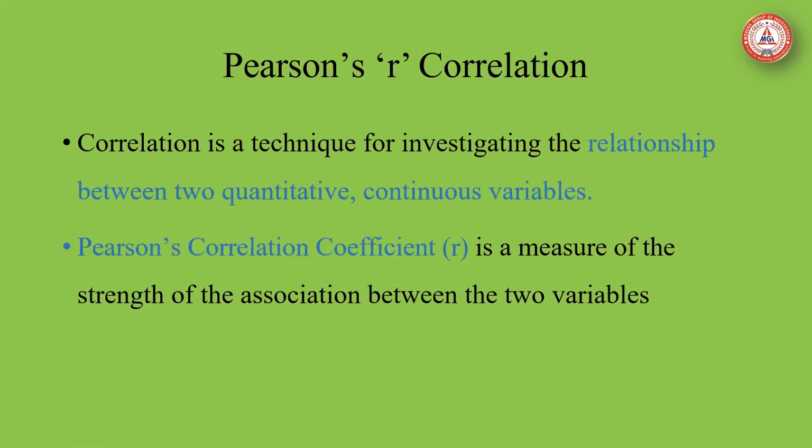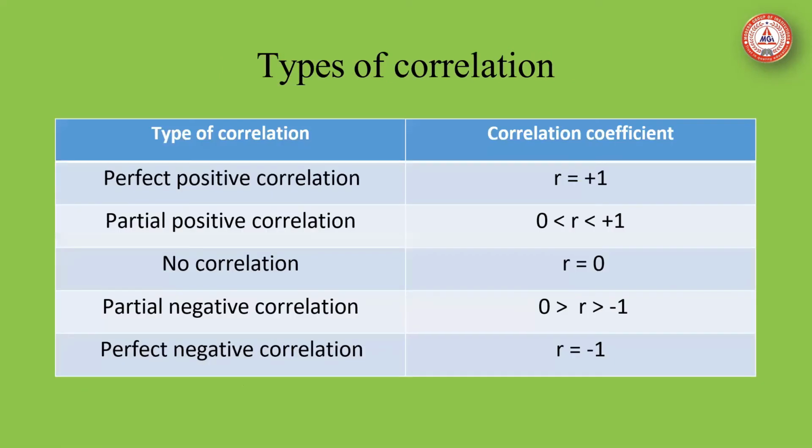Now, what is Pearson correlation? Correlation is a technique for investigating the relationship between two quantitative continuous variables. Pearson coefficient is denoted by small r. It measures the strength of association between two variables.